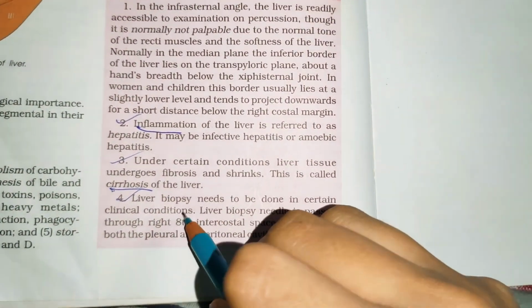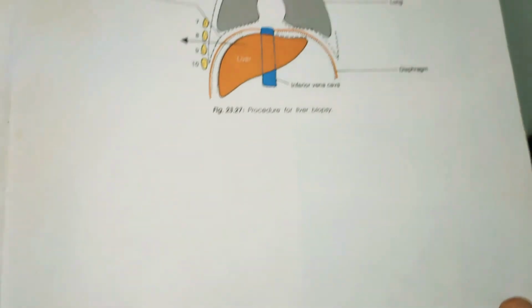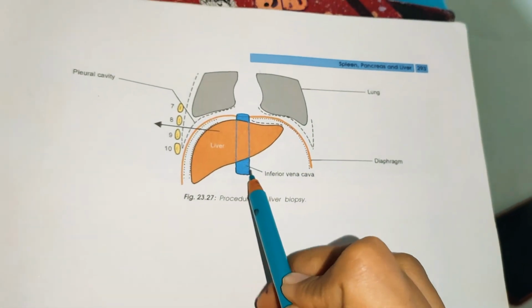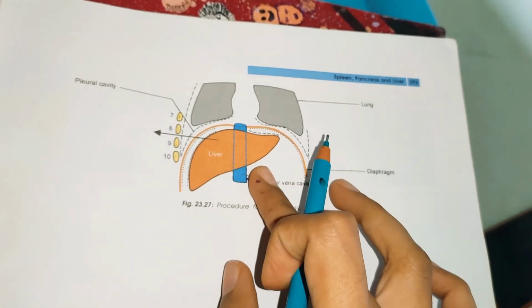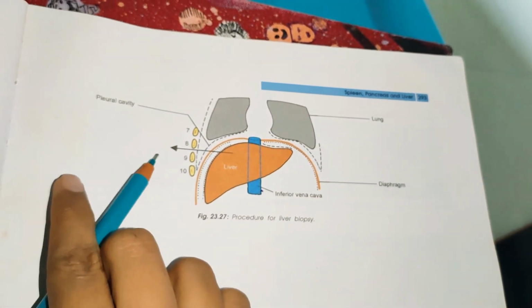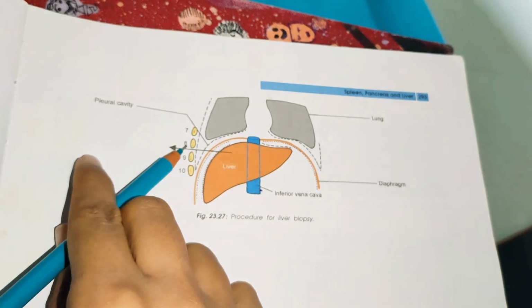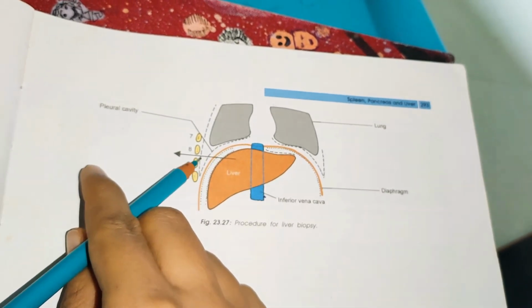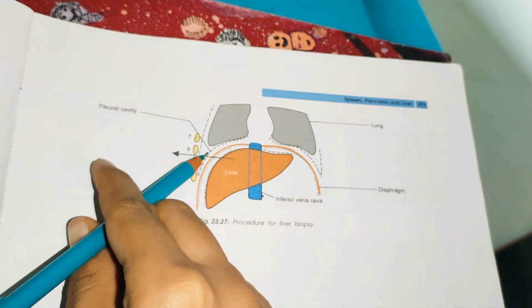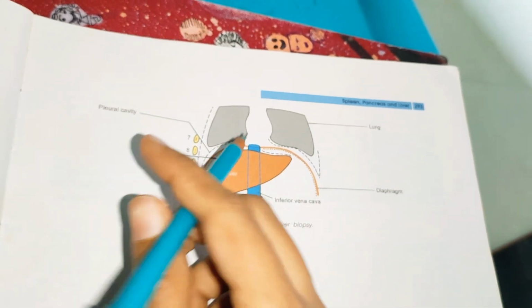Next, liver biopsy. So for that you need to see this diagram. Liver biopsy needs to be done in some clinical conditions. So this liver biopsy needle is passed through the 8th intercostal space. Here you can see through the 8th intercostal space. It traverses both pleural and peritoneal cavities. So it should pierce both the pleural cavity and the peritoneal cavity.